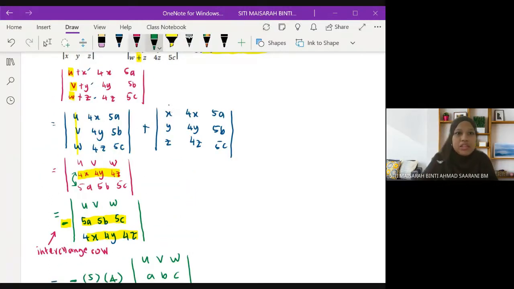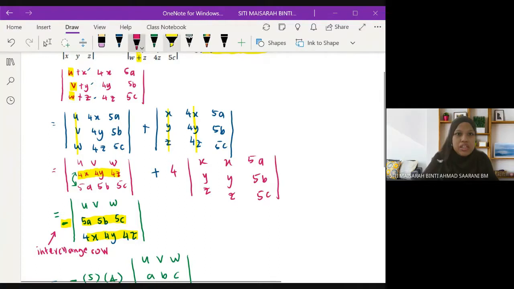Okay, and then bahagian yang kedua pula. Okay, yang bahagian belakang ni plus. Okay, kat bahagian belakang ni kalau kita tengok antara first column dengan second column, this is X Y Z, this is 4X, 4Y, 4Z. Dia punya elemen dia lebih kurang sama. Cuma kat sini, for second column we have 4. So then we factor 4, we get X Y Z, X Y Z, 5A, 5B, 5C.